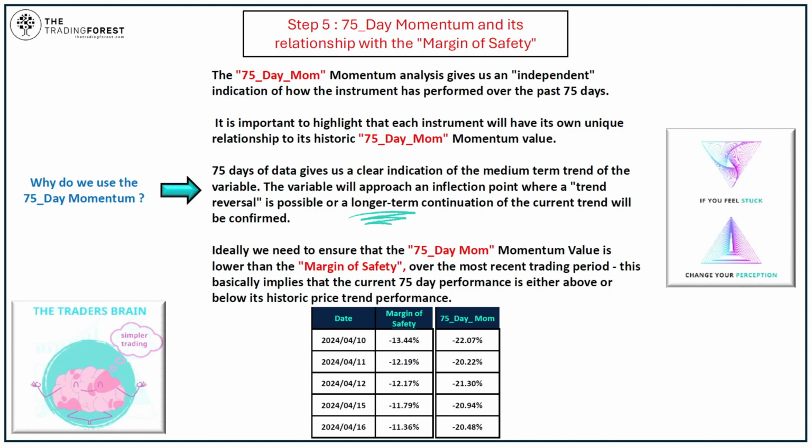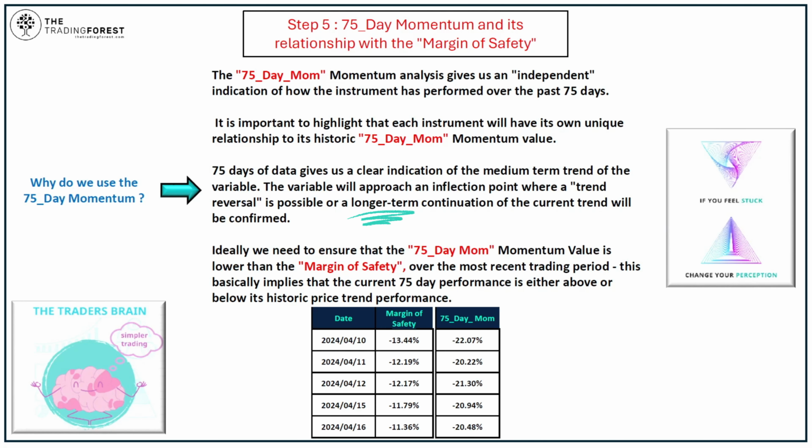The 75-day momentum analysis gives us an independent indication of how the instrument has performed over the past 75 days. It is important to highlight that each instrument will have its own unique relationship to its historic 75-day momentum value. 75 days of data gives us a clear indication of the medium-term trend of the variable.